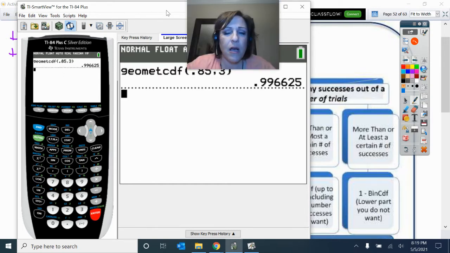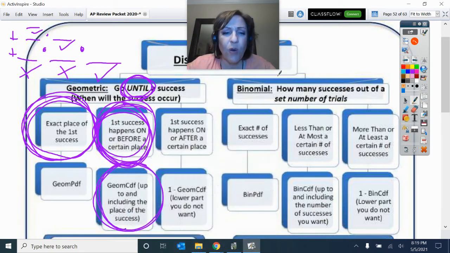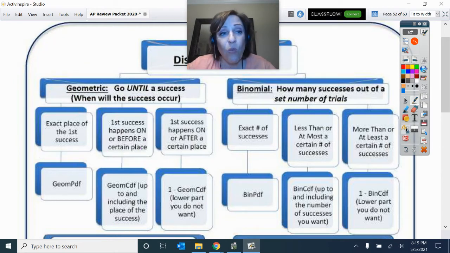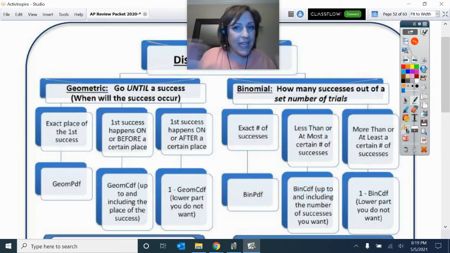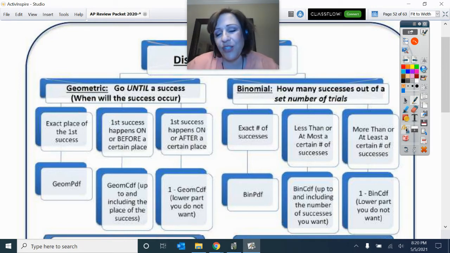Okay? All right. Next, what if we want a success after a certain place? What if I want the success to occur not in the first three? Anything else, just as long as the first three are not a success. You could do that a couple of ways. You could say, okay, well then we got 3 failures for sure. Or you could do 1 minus the 3 successes on the lower part, which will give you everything after that. And we'll talk more about that here in a minute.